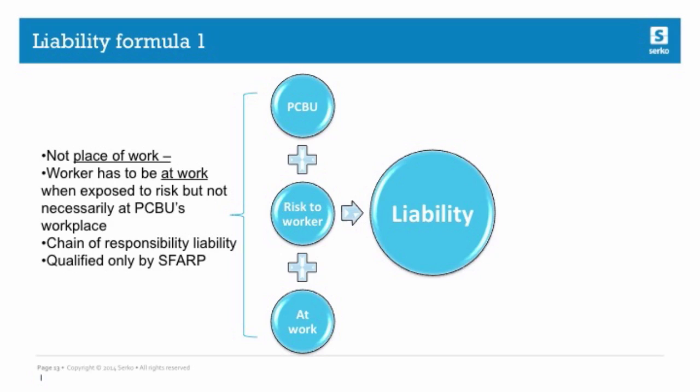So let's say you're an organisation, you send a group of your contractors and employees overseas to attend a conference. Let's say that conference is held in Syria, and that worker is going to be at work because in attending that conference for you, they're considered to be at work. Then you've got an organisational liability exposure subject only to reasonable practicability. So you can see how it plays out, not necessarily about your workplace and qualified only by reasonable practicability. So we might move to liability formula number two with the next slide.